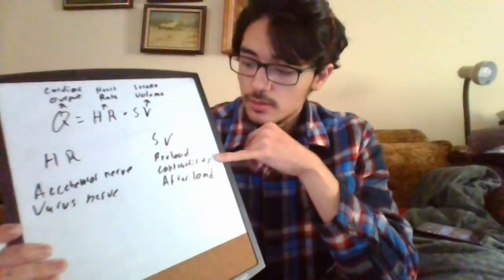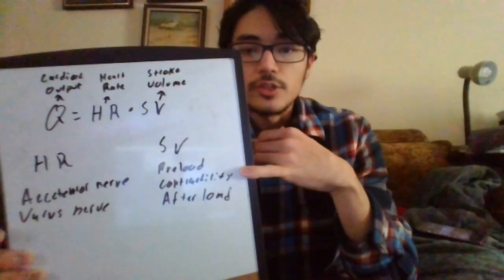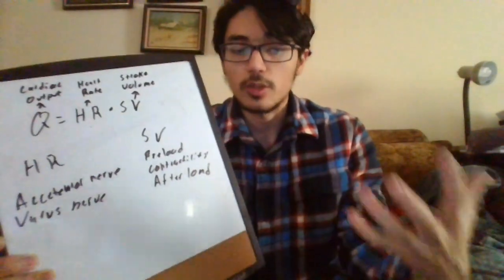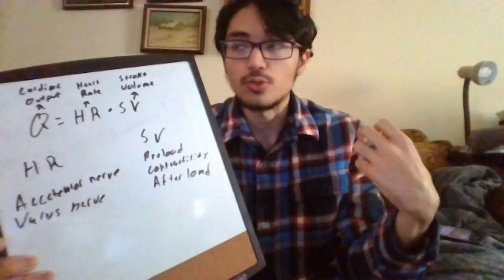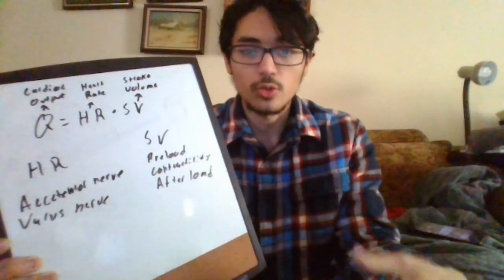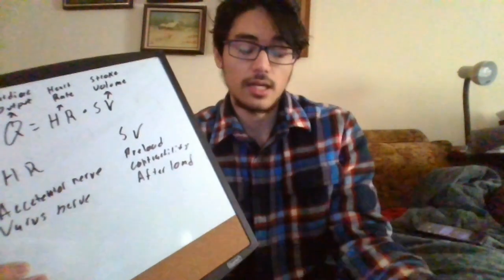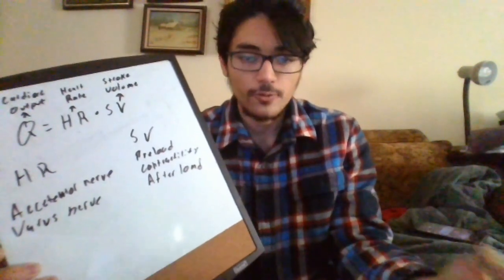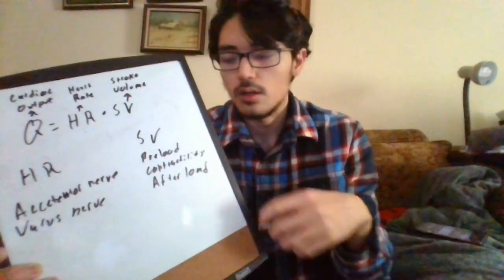So the next one would be, I erased that a little bit. Sorry. Contractility. Contractility is how much the heart can squeeze. Similar to preload, if the heart is able to squeeze more blood out, it's going to increase cardiac output. The main thing that's going to affect this is the catecholamines, epinephrine and norepinephrine, which basically make the heart contract more.